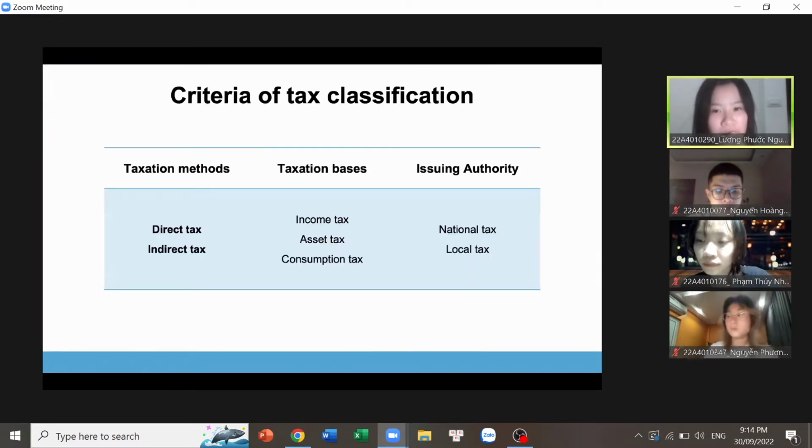In the next step, we talk about tax classifications. We can see in the table. Based on the taxation method, taxes include direct tax and indirect tax. Based on taxation basis, we have income tax, asset tax, and consumption tax. And finally, based on the issuing authority, taxes include national tax and local tax.